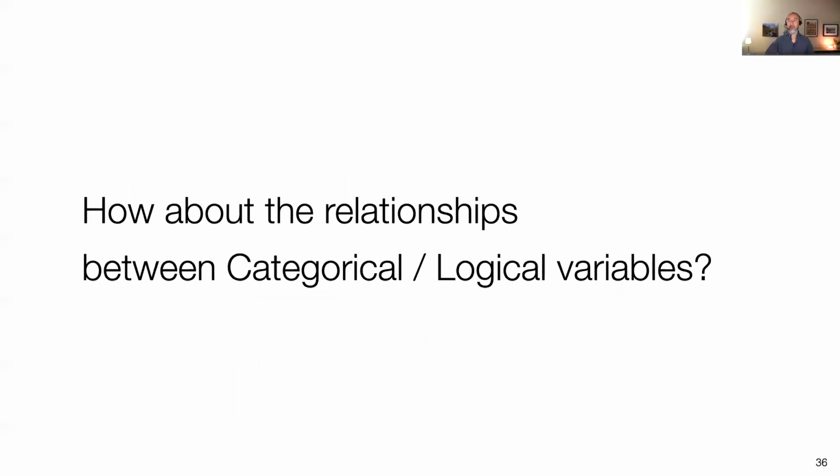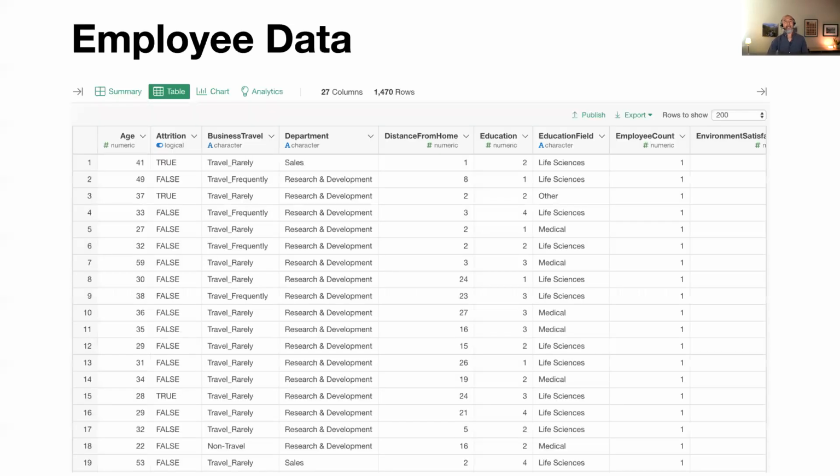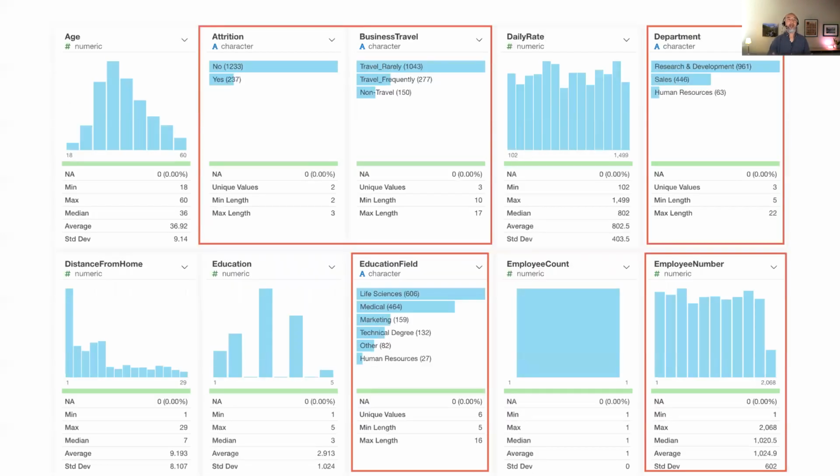So that's refreshing the basics of EDA. Now, how about the relationships between categorical and logical variables? What I mean by that: I'm going to use employee data again in this episode. There are variables with character data type, and we call these categorical data types, for example business travel, attrition, department, and so on. In the previous slide, I think the bottom right-hand one is numerical, so that red square is wrong. I'm going to have to fix it.